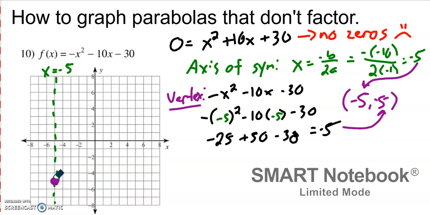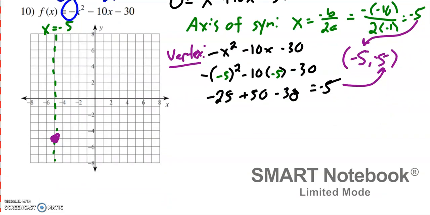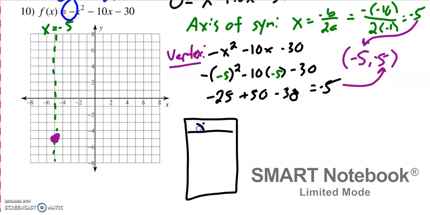All right, so we want to establish, is this going to be opening up or is it going to be opening down? So we look at our a value. Our a value is negative, so it's going to be going down. And yelling timber. Okay, it's going to look something like that. So we can create the quote-unquote old school table method with x, y, and we want to choose for this one 5 values. I'm going to start out with my vertex smack dab in the middle. So we already graphed that.